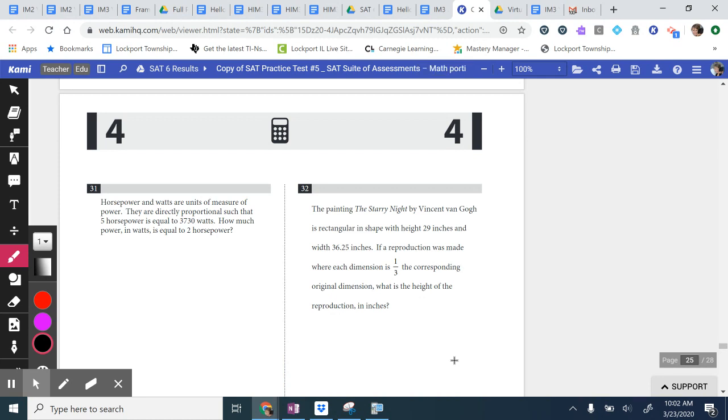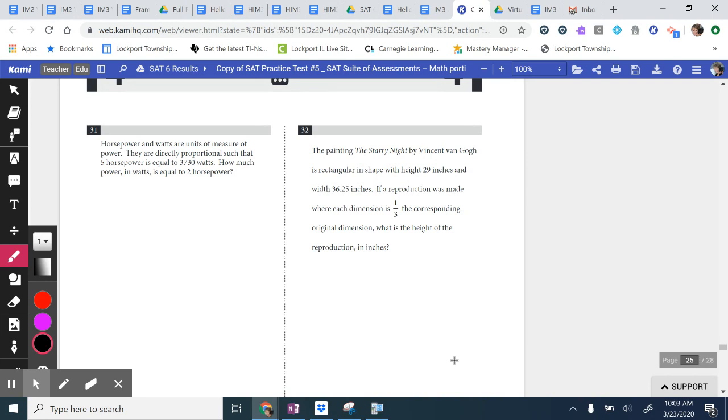This one is a really easy problem. And again, the strategy should be whenever we're talking about some sort of shape geometry thing is to give yourself a picture. So they're telling us we have a rectangular shape, and its height is 29 inches, and its width is 36.25 inches.